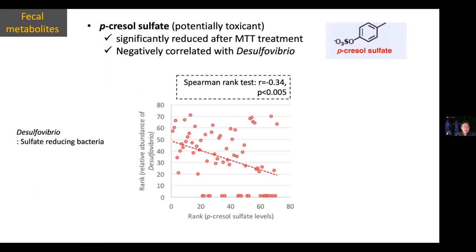We also tried to relate this to the gut microbiome, and we found that p-cresol sulfate is negatively correlated with Desulfovibrio. Desulfovibrio is known to reduce sulfate. So the role of Desulfovibrio, which we found increased a lot after treatment, may be to reduce p-cresol sulfate. And this reduction in p-cresol sulfate could be one of the contributing factors for the improvement in autistic behaviors.